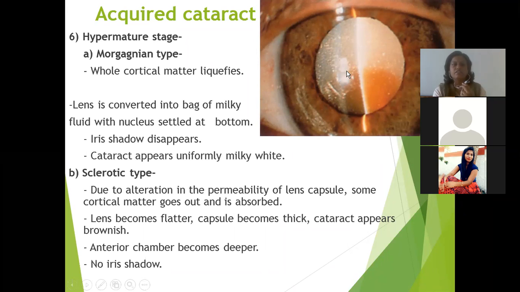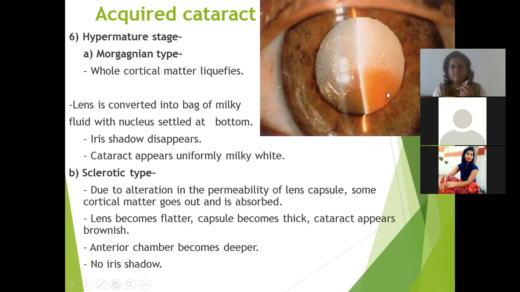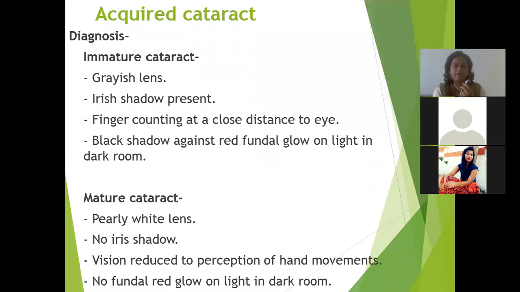In that, all the cortical matter liquefies, the lens is converted into a bag of milky fluid with the nucleus settled at the bottom. This is the nucleus which has settled at the bottom, the iris shadow disappears, and the cataract appears uniformly milky white.